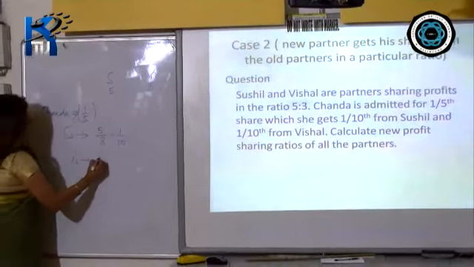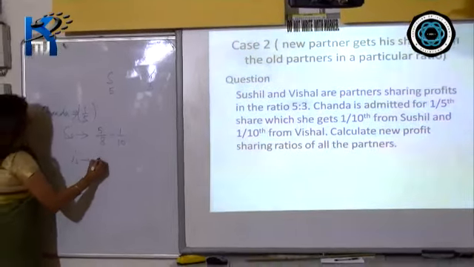Now we have to make the denominators equivalent. So 21 by 40 is to 11 by 40, this also has to be 40. So we multiply this by 4. If we multiply the denominator by 4, we have to multiply the numerator by 4. So we get the answer as 21 is to 11 is to 8. So this was the second concept: how to calculate the new ratio of the partners when a particular ratio is already given in the question.